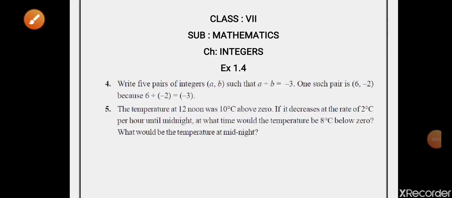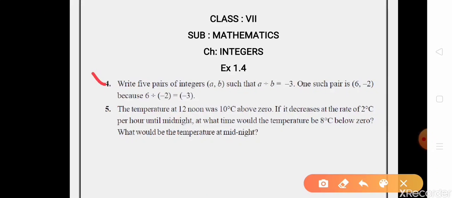Students, in today's class we will be discussing the remaining questions of the last exercise of our chapter, that is exercise 1.4. So the first question we have is question number 4. It says write 5 pairs of integers a comma b such that a divided by b equals -3.